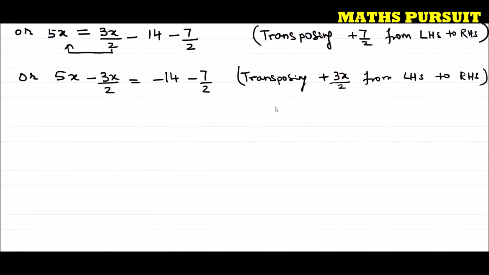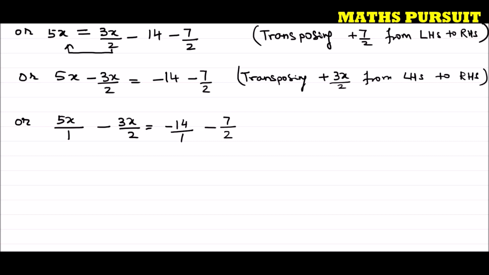Now guys, let us just pay attention. This is the most important step. 5x means I can write 5x divided by 1. For example, 2 divided by 1 is 2 itself, so I can write 2 as 2 divided by 1 also. So 5x, I am writing 5x divided by 1 minus 3x divided by 2. Similarly, I can also write minus 14 divided by 1 minus 7 by 2.